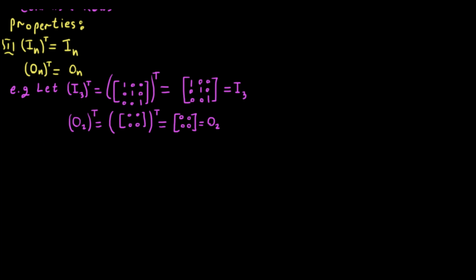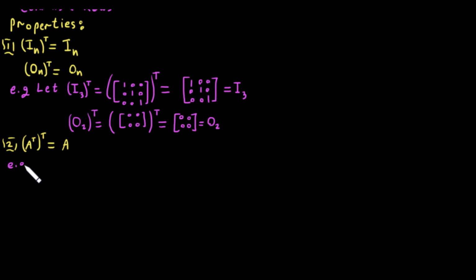Let's change the color. The second property: if I have the transpose of A and the whole thing transposed, it will go back to the original matrix, which is A.